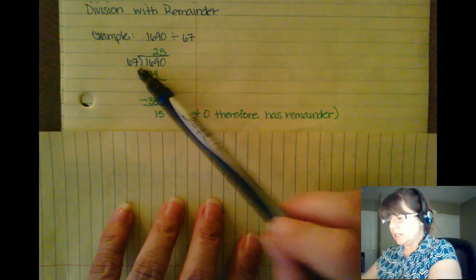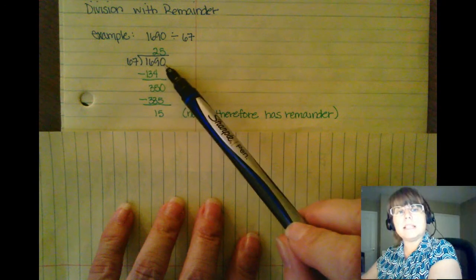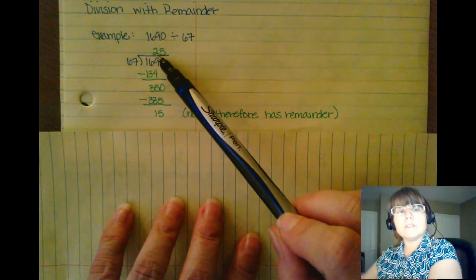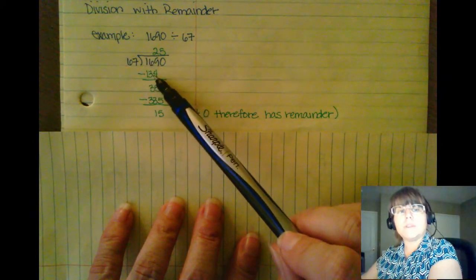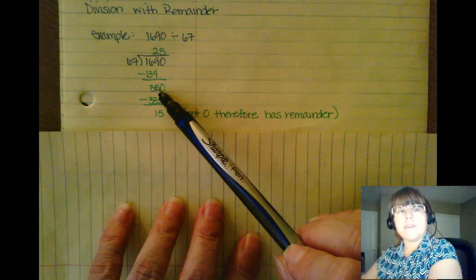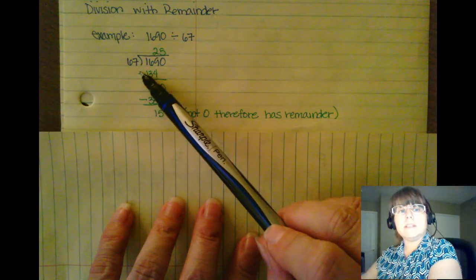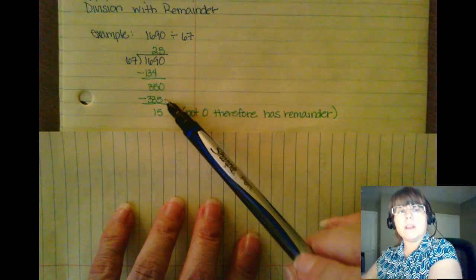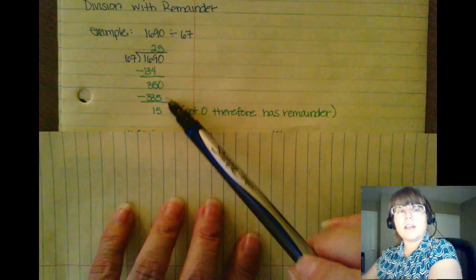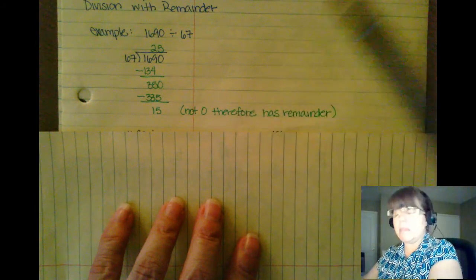So 67 doesn't go into the 1, doesn't go into the 6, so I'm going to do it into 169. It goes in twice. 2 times 67 is 134. Subtract. 169 minus 134 is 35. Bring down the 0. 67 times 5 is 335. 350 minus 335 is 15. There's not a 0 here, therefore there's a remainder.